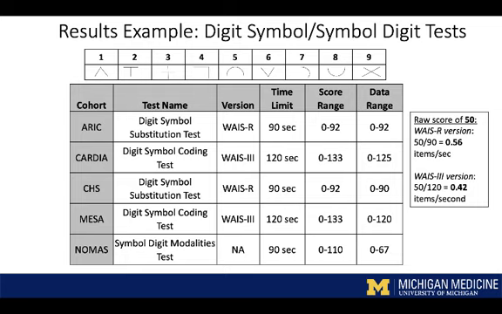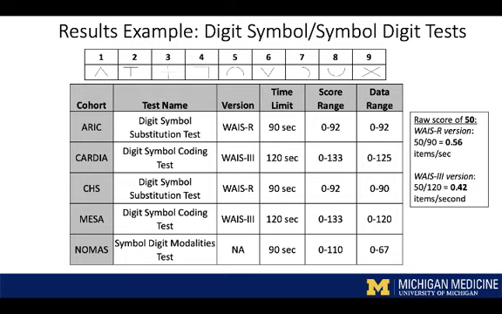All right, so I wanted to go through an example here of a test for which different test versions had an impact on how we interpreted the scores. So just to orient you, this is the digit symbol kind of family of tests. It goes by many different names.